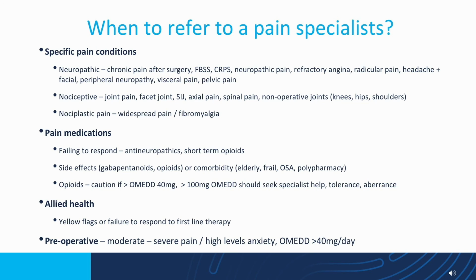Specific pain conditions that you're dealing with, remember, diagnose the pain. If it's a neuropathic pain condition, and there are many, as I've mentioned on the slide, that are non-responding to simple first-line therapies, get them to a pain specialist. That's what we do. Same thing about nociceptive pain, so joints that are non-operative, hips, knees, shoulders that are too frail and elderly for surgery or too early for surgery, get them to pain specialists.